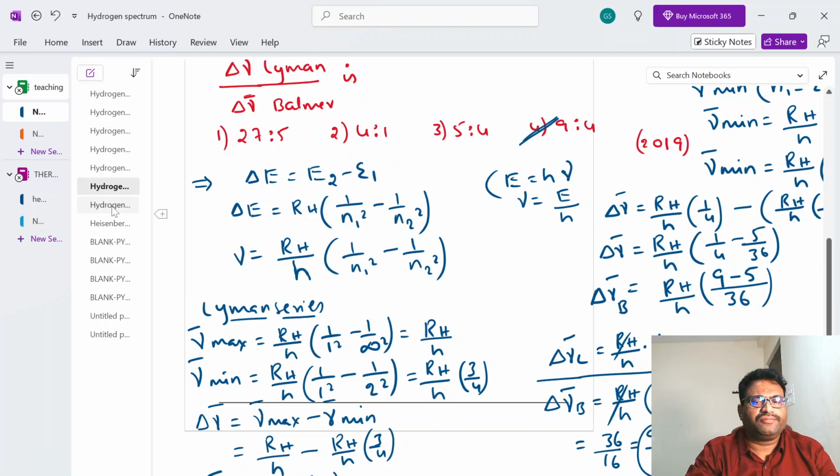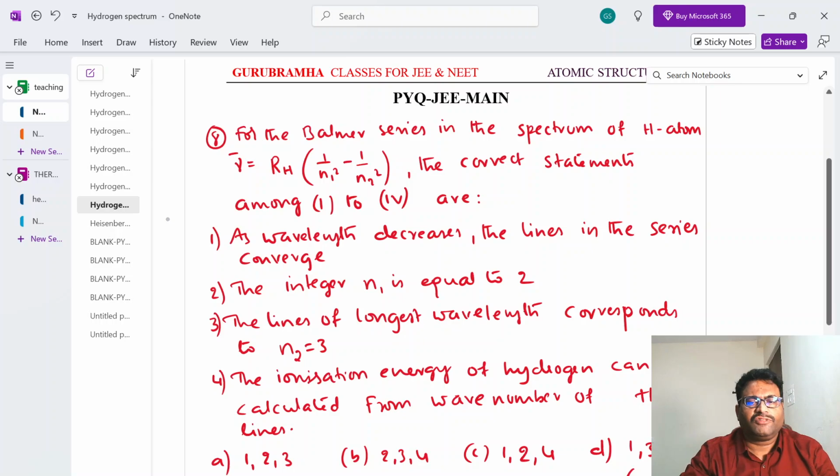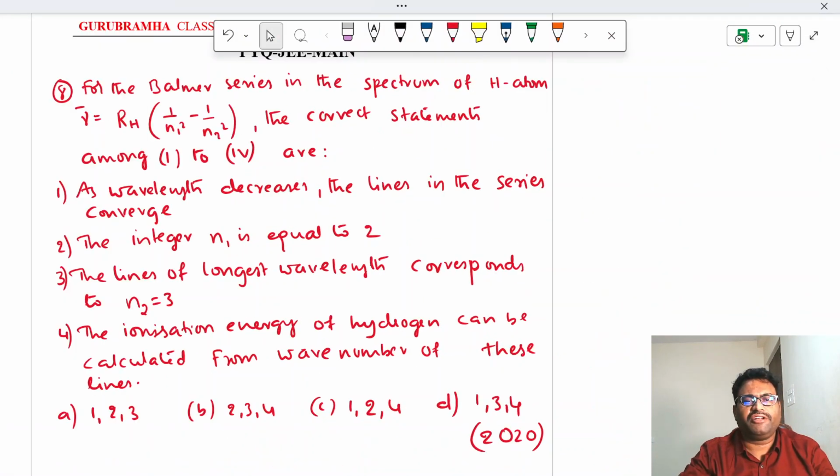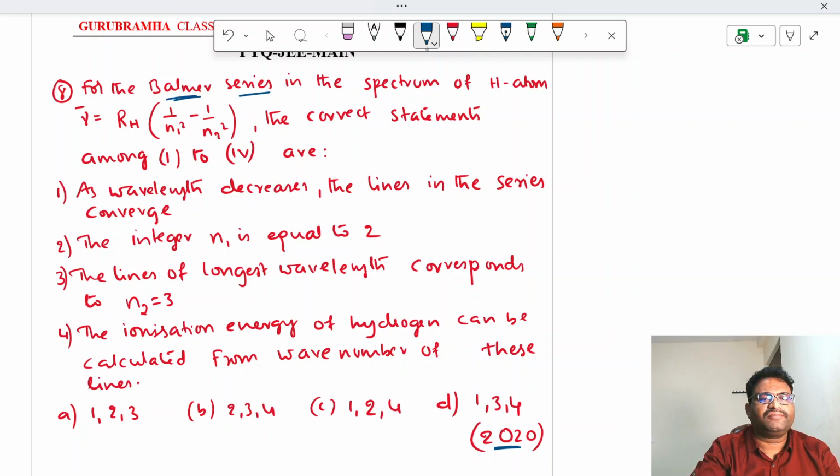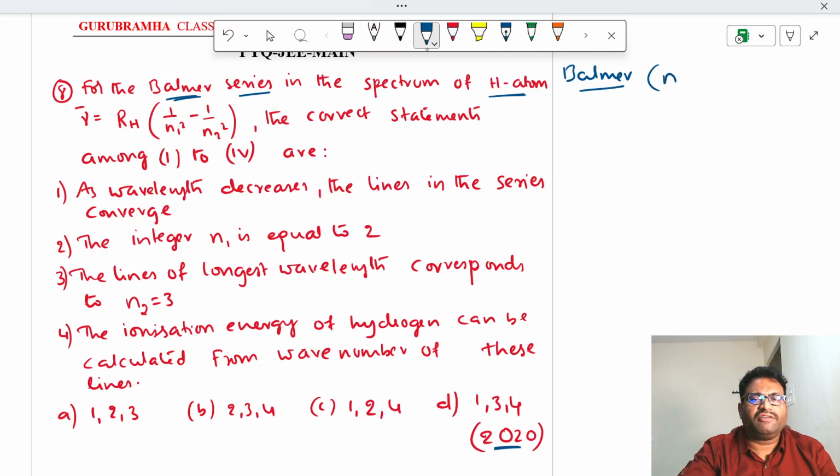Next question was asked in 2020 JEE Main. So what is that question? For the Balmer series in the spectrum of the hydrogen atom, for Balmer series always n1 is equal to 2, right? Nu bar is equal to RH into 1 by n1 square minus 1 by n2 square. The correct statements: as wavelength decreases, the lines in the series converge.